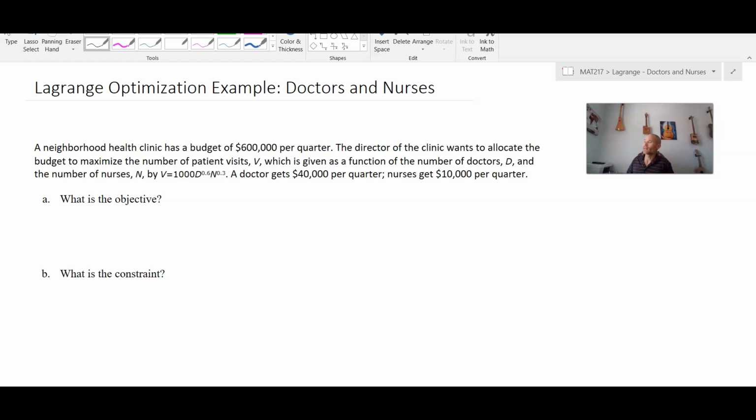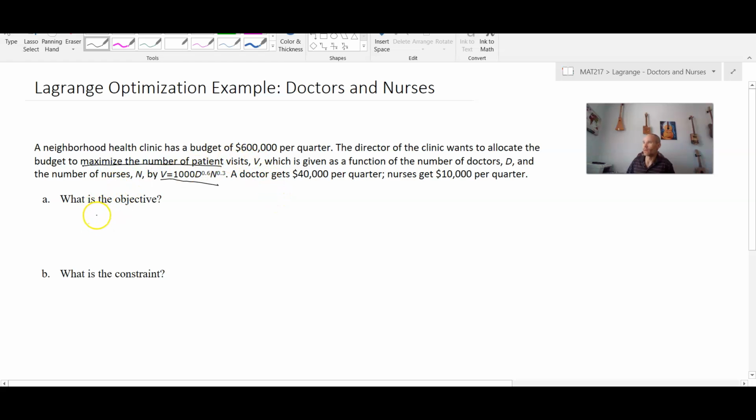Now we have this, this is called a Cobb-Douglas model. This is not just some contrived model, but in this case, this model says that the number of visits is equal to 1,000 times D to the 0.6 times N to the 0.3. A doctor gets $4,000 per quarter, nurses get $10,000 per quarter. So our objective is to maximize the number of patient visits.